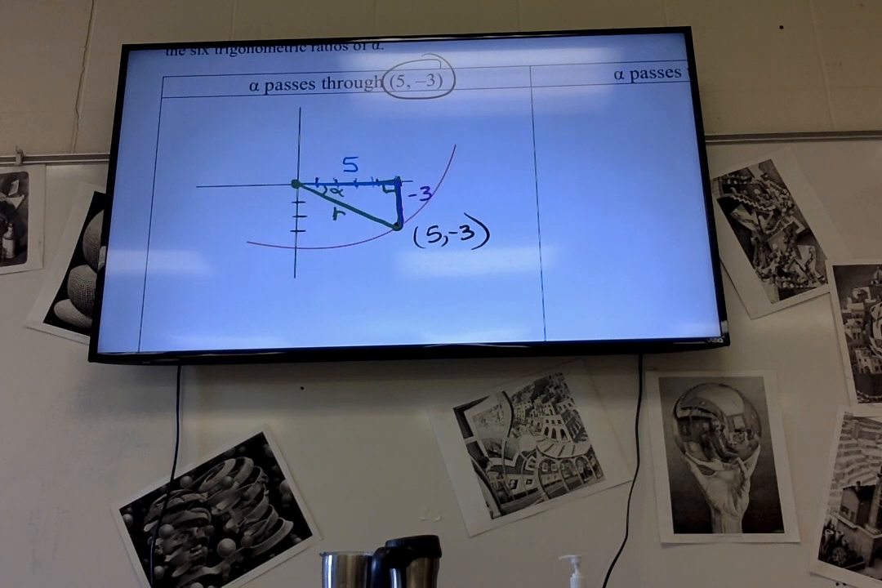So from my reference angle, we have the opposite side. That's right across from alpha. 5 is the adjacent side. And r, which we don't know yet, but it's the hypotenuse. How can I, given what I know right here, figure out the radius?